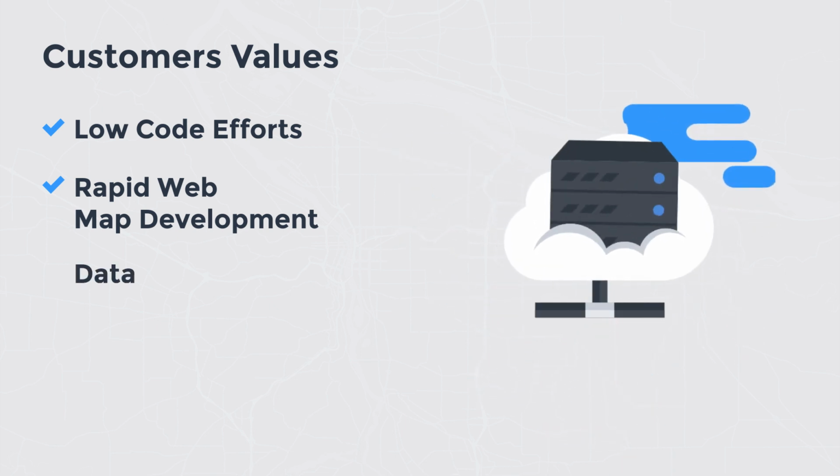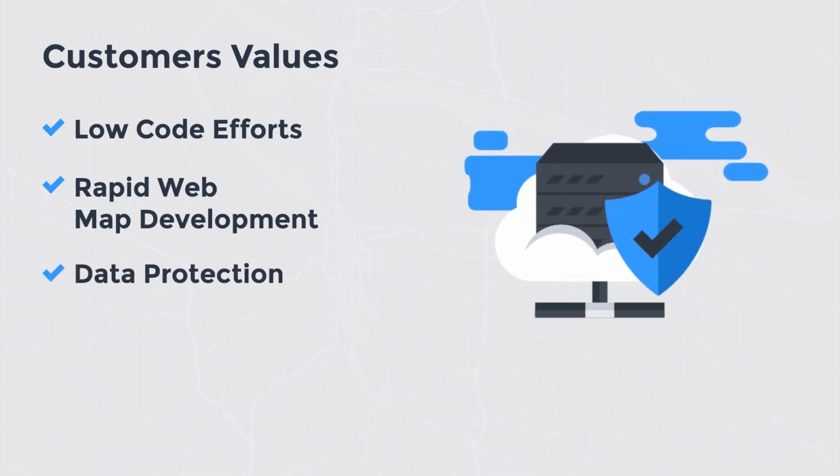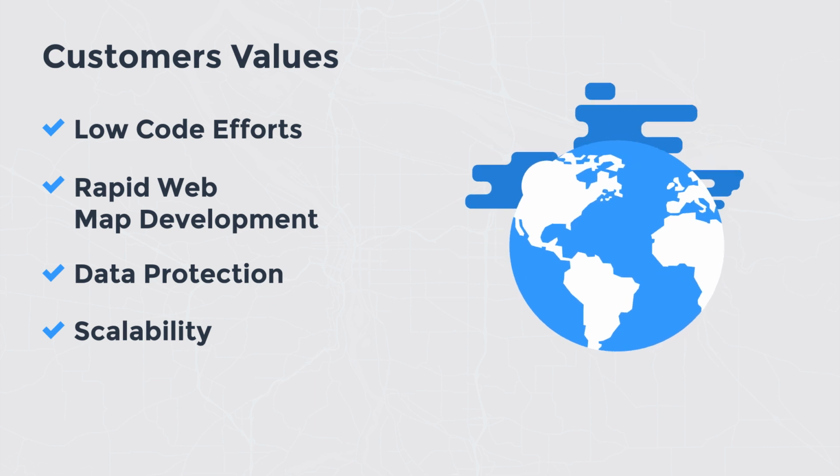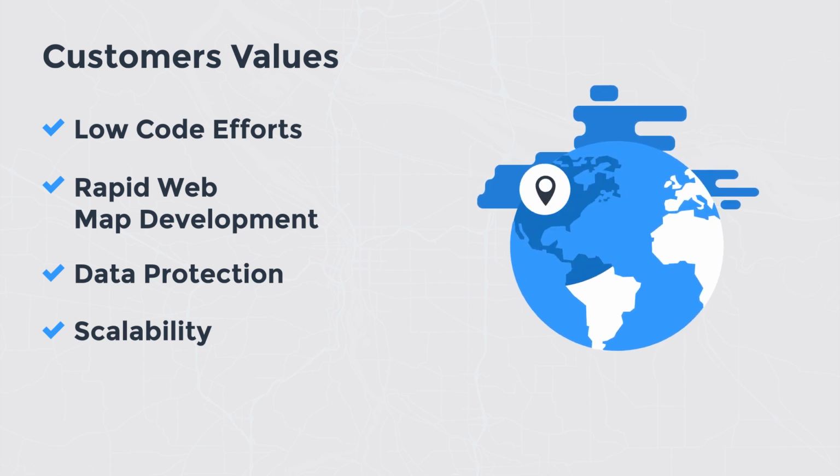Aspectum uses AWS data centers and provides double data encryption at rest and in transit. Expand your business worldwide and become a global leader together with Aspectum.